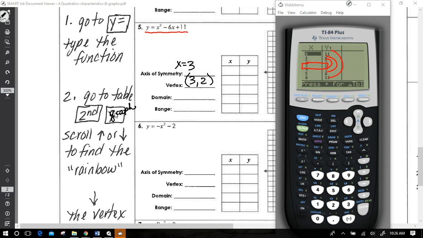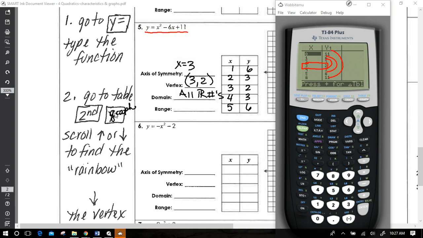The domain will be all real numbers. That's just kind of how parabolas will always work. The domain will always be all real numbers. And now I'm going to go ahead and fill in, let's see, 1, 2, 3. My smartboard's not wanting to work for me. And so those numbers were 6, 3, 2, 3, 6. So I found my rainbow.